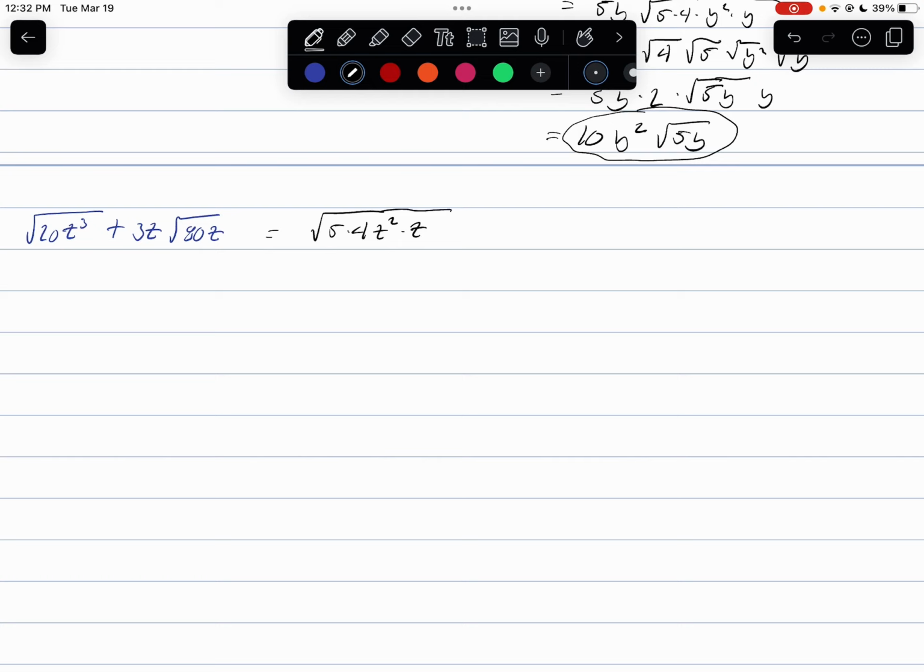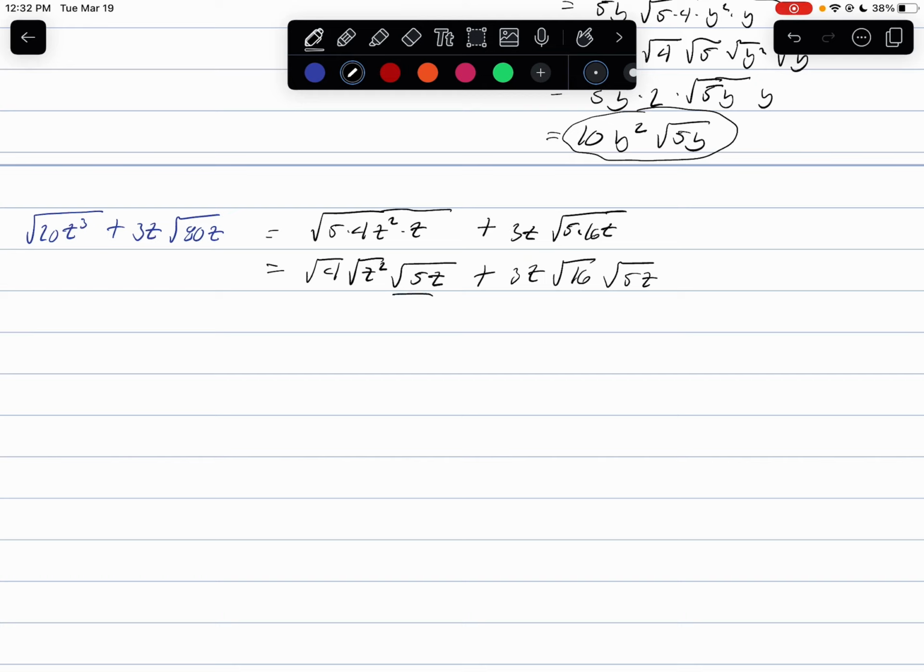Okay? So we have a couple of perfect squares in here. We have the 4 and the z squared. That'll be helpful. So plus 3z times, now we can divide 80 by 5. That's what I was looking for last time. So that'll give us, 5 times 16z, the square root of that. This will go much smoother. So now if we split everything up here, we'll have the square root of 4 times the square root of z squared times the square root of 5z plus 3z times the square root of 16 times the square root of 5z. Yeah, this is going much smoother.